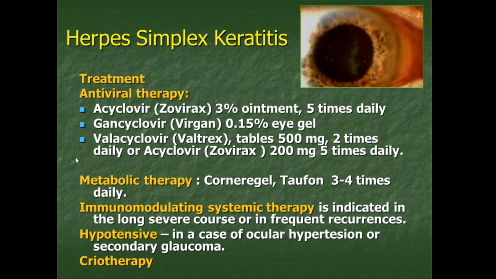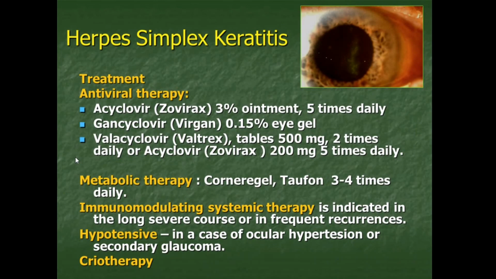Also, we should add systemic antiviral treatment. Usually we use tablets. It may be valacyclovir or Valtrex tablets 500 milligram 2 times per day. Or acyclovir Zavirax 200 milligram 5 times per day. Also, we should prescribe metabolic therapy like corneregel or Solcoseryl 3-4 times per day.